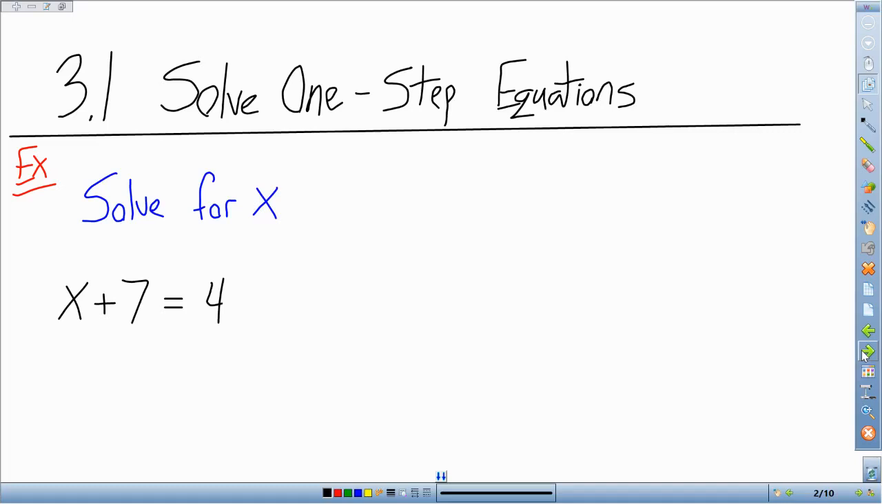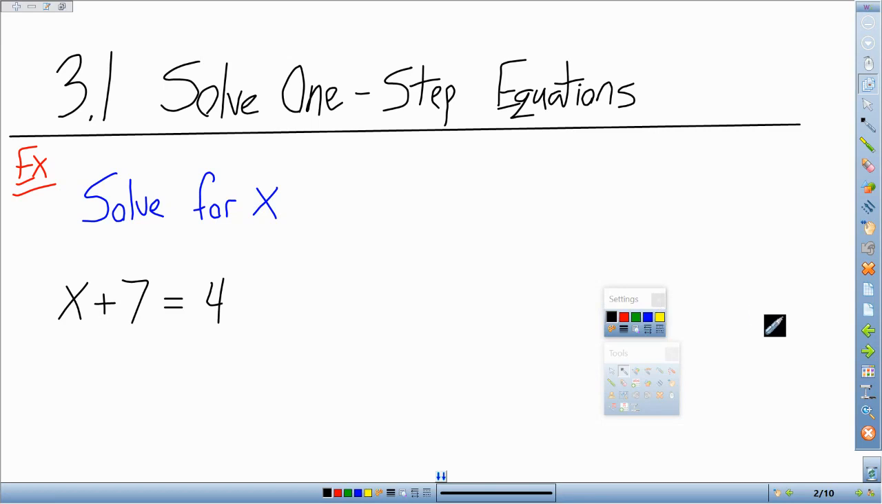Hello, everybody. We're getting into chapter 3 today, 3.1, solve one-step equations. This entire chapter is all about solving. We'll be solving first equations that get a little bit more difficult as we go along, and then eventually we'll be solving inequalities.